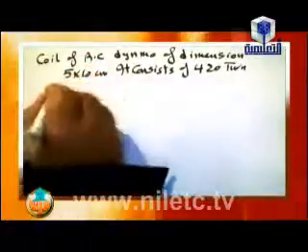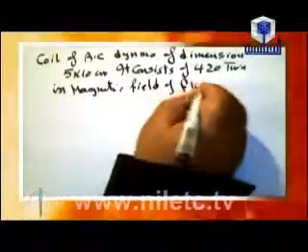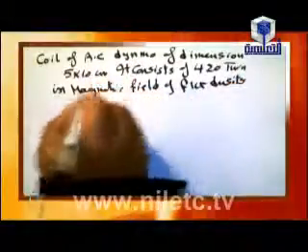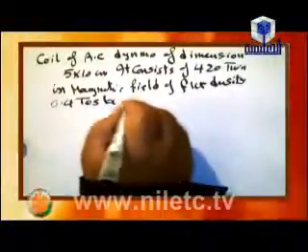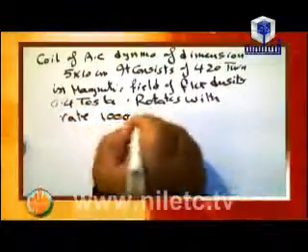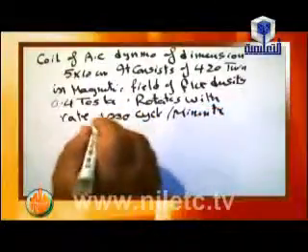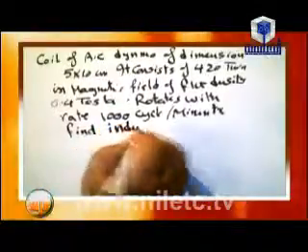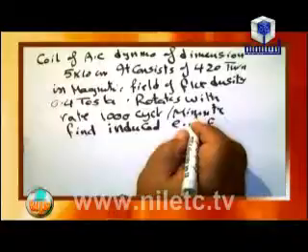A coil is put in a uniform magnetic field of flux density 0.4 Tesla, and the plane of the coil is perpendicular to the field, and it rotates with a rate of 1000 cycles per minute. Find the induced EMF in each case.